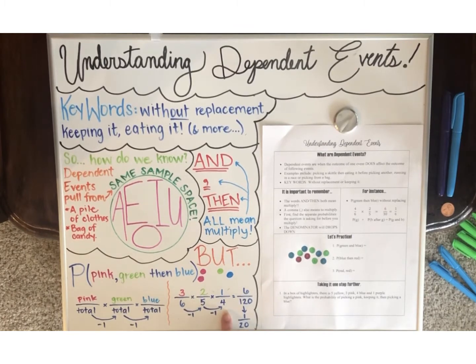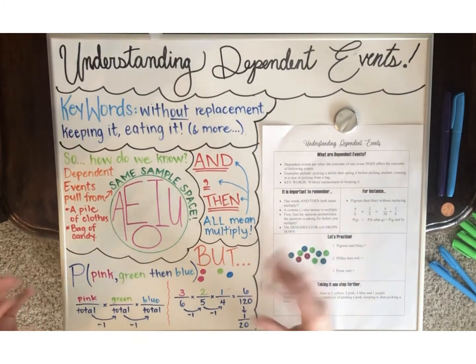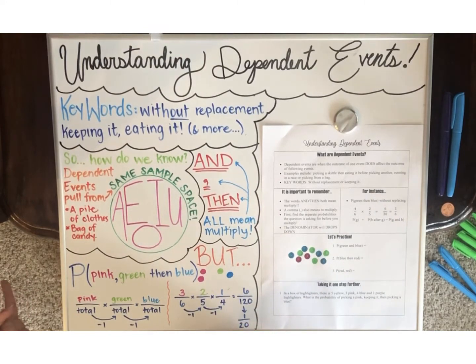Okay? And then, just as we did before, we multiply straight across. 3 times 2 is 6, times 1 is 6. 6 times 5 is 30, times 4 is 120. And then we can take 6 over 120 and simplify it down to 1 over 20. All right, I hope this part helps. If you'd like to pause at this section and really let it soak in, that would be great. And now I'm going to zoom into our paper so we can get some extra practice.